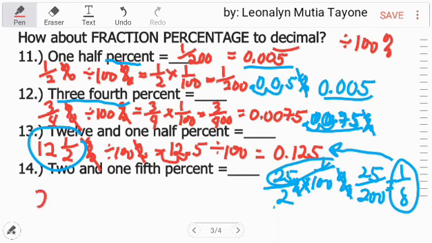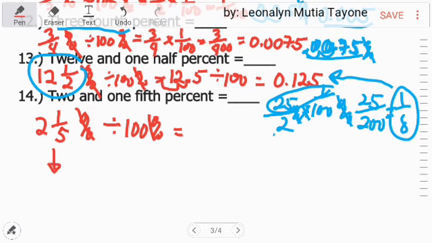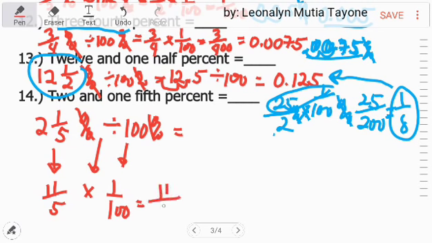Number 14, 2 1/5%. Paano natin i-cancel out itong percentage sign? So, mag-divide lang tayo ng 100% para ma-cancel out natin si percentage sign. Since ito ay mixed number, gawin natin siyang improper fraction. So, this is 11/5. Ang division maging multiplication at si whole number na 100 ay magiging 1/100. And this is 11/500.